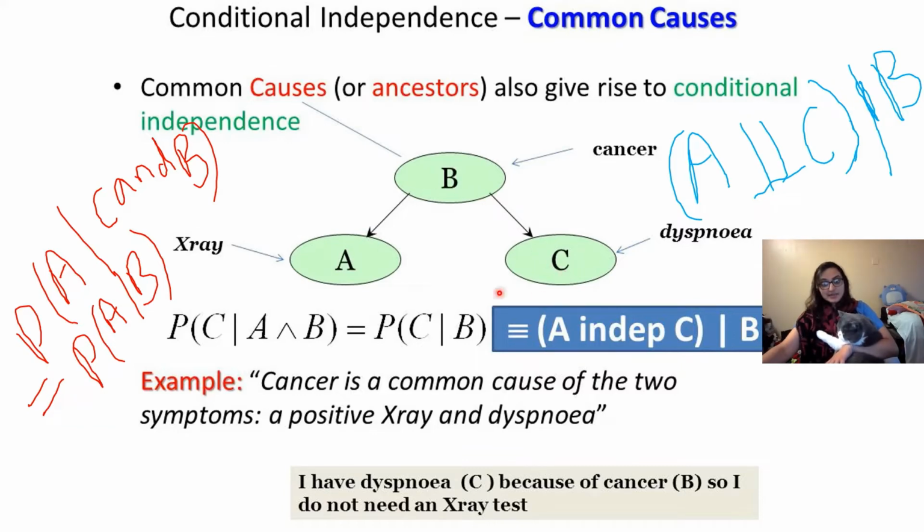Similarly, the probability of C given A and B is just the same thing as the probability of C given B. It does not matter whether A has occurred or not. It's like we could slash this part out. It does not make a difference. And this again is showing that cancer is a common cause of the two symptoms, a positive X-ray and dyspnea. I have dyspnea C because of cancer B, so I do not need an X-ray test A. So this is just another example of conditional independence.